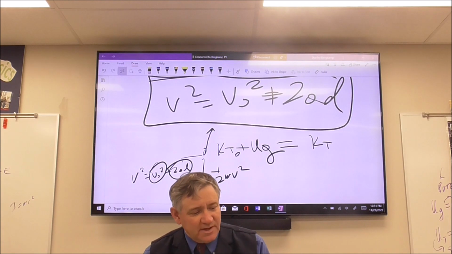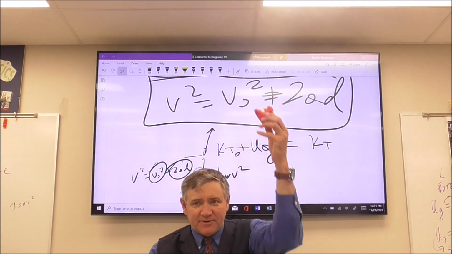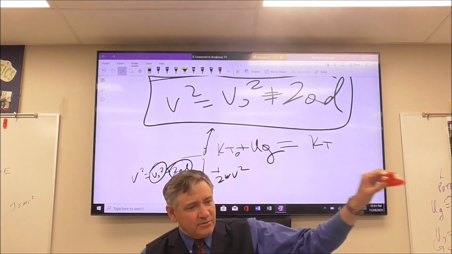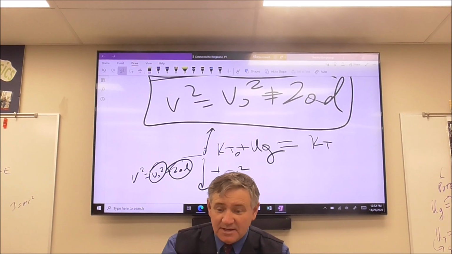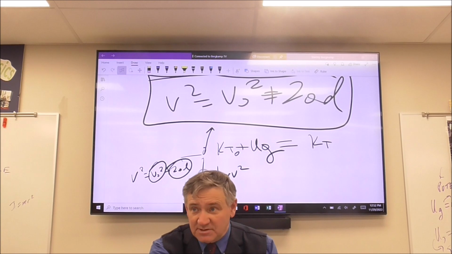So here's the cool thing. If I throw it up, if I throw it down, if I throw it at an angle, if I throw it horizontally, it doesn't make any difference. As long as I throw it with the same velocity, it's still going to have the same amount of initial kinetic energy.